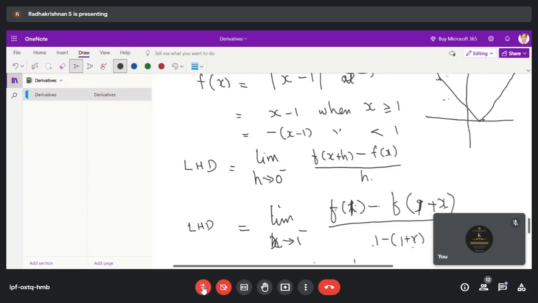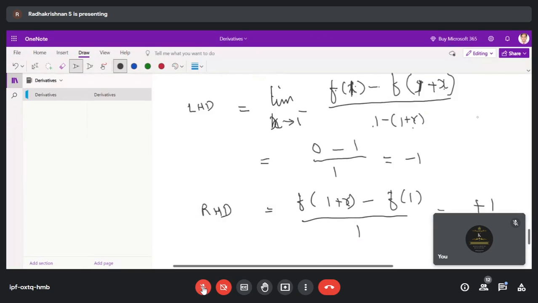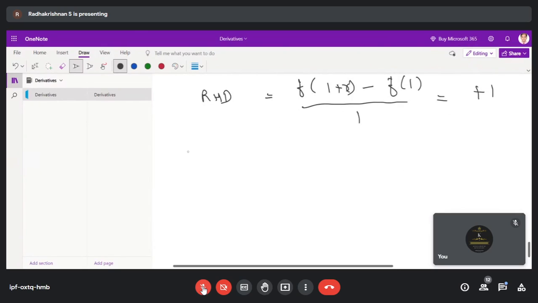So until now it was changing in one manner, and here suddenly it changes in a different manner. So if it is like this, the left hand derivative and right hand derivative are not equal, then that function is not differentiable at this point. Here, LHD not equal to RHD. So we say that this is not differentiable at x equal to 1.